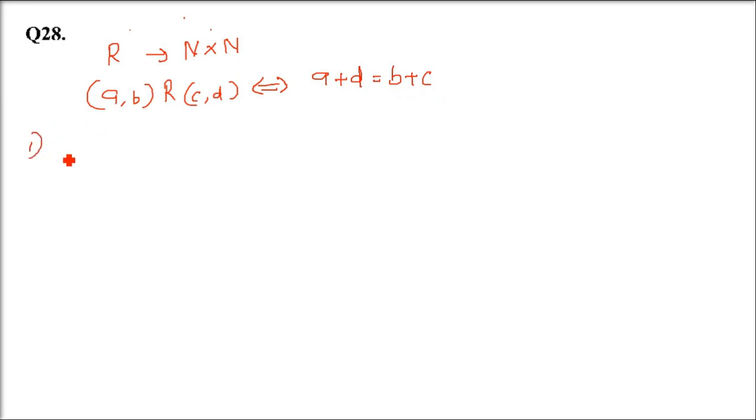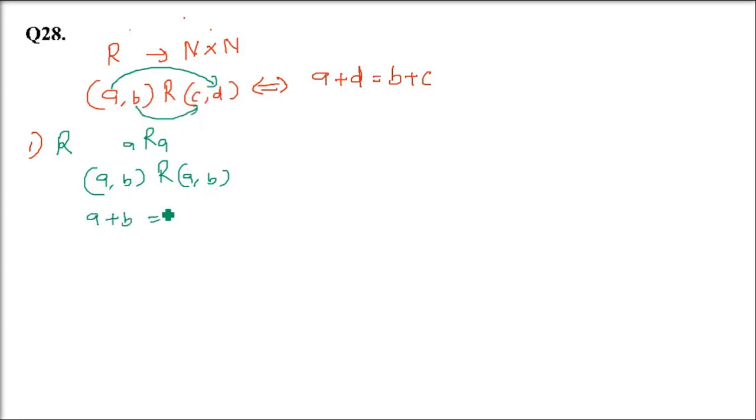So one by one, let us check. The first is reflexivity. Reflexive means A should be related to itself. Since here we have (A, B), an ordered pair, (A, B) should be related to (A, B). What does this condition mean? The extreme values have to be added and equated with the internal values. So A plus B here and B plus A. And what do you see here? A plus B is equal to B plus A. This is reflexive.